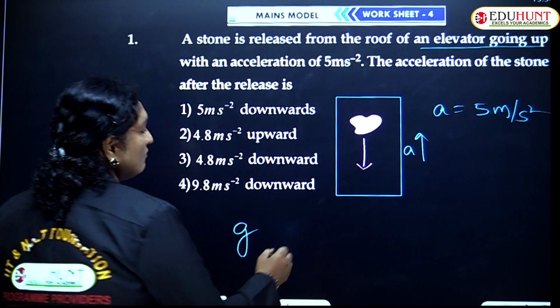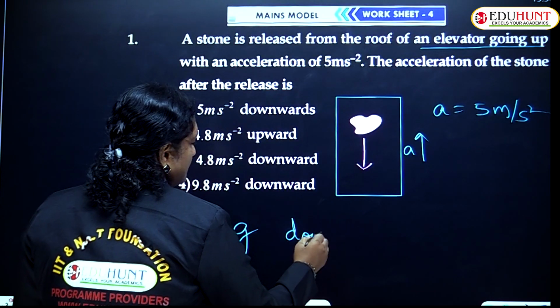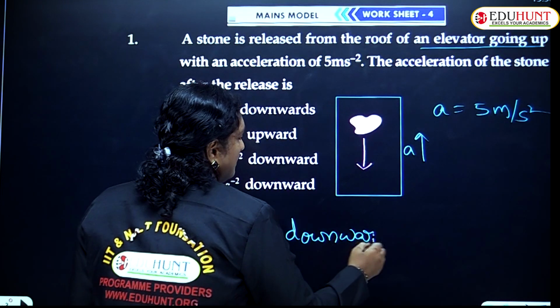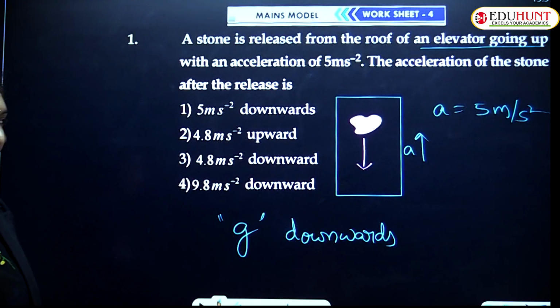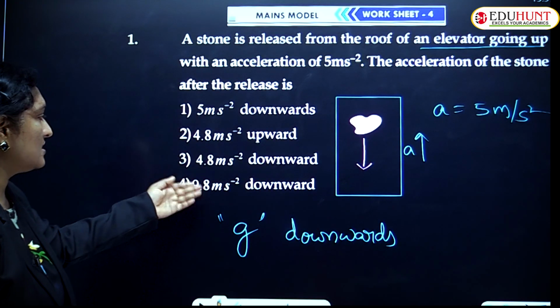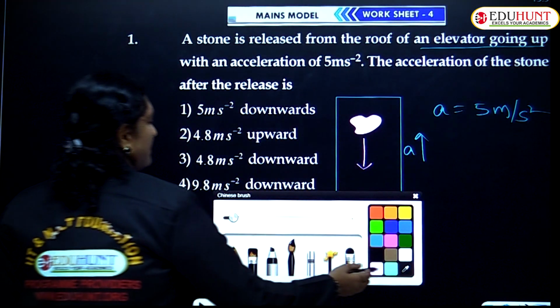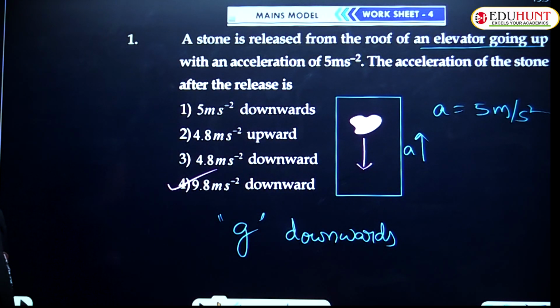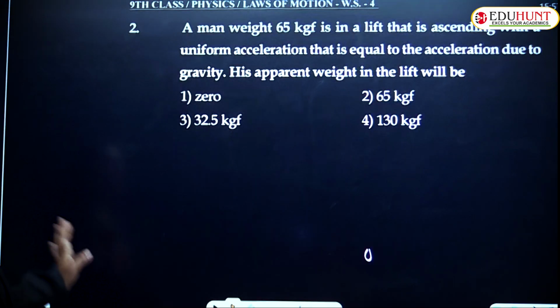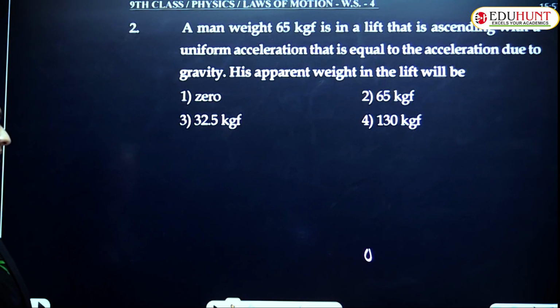Acceleration due to gravity is indicated with the letter g, and the stone will be falling downwards. So the acceleration on the stone will be the value of g, which is acting downwards. So what is the value of g, children? The value of g is given as 9.8 meters per second square, and the stone falls downwards. Hence, option 4 must be true. So now moving to the next question, question number 2.